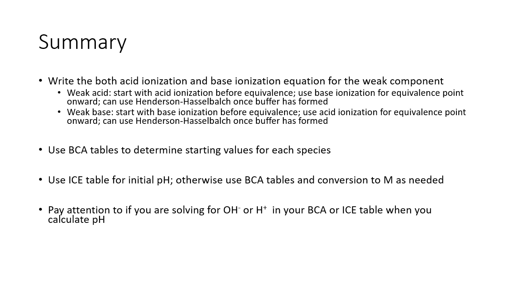Use your BCA tables to determine the starting values for each species. Use the ice table for the initial pH, but otherwise the BCA tables and a conversion to molarity as needed. And finally, pay attention to if you are solving for OH minus or H plus in your BCA or ice tables when you go to calculate pH, because nothing hurts worse than realizing you're off by a bit because you just forgot that last tiny step and you did all of those other steps correctly. Okay, hopefully this will all run smoothly when you try to do the problems in class.